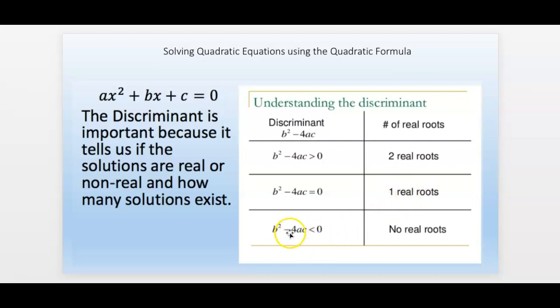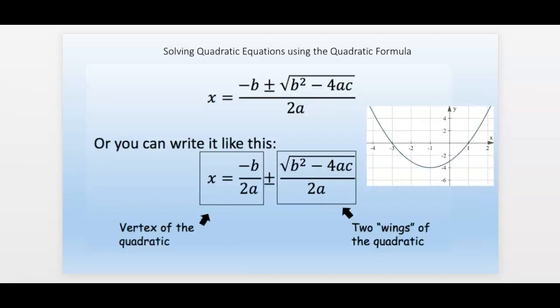And if it's less than 0, if we're trying to take the square root of a negative number, it has no real roots, all right? They're complex solutions. We talked about that yesterday. Again, the quadratic formula looks like this right here.